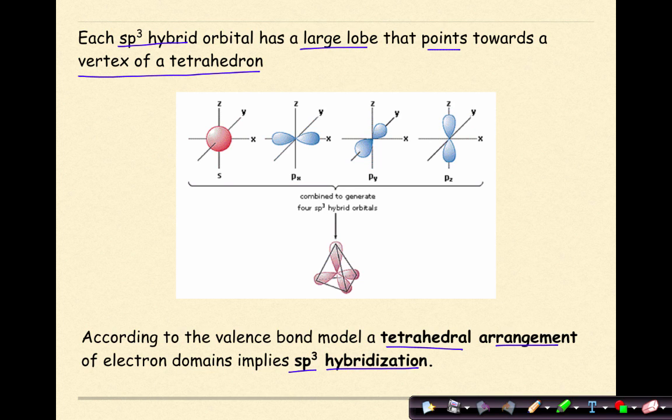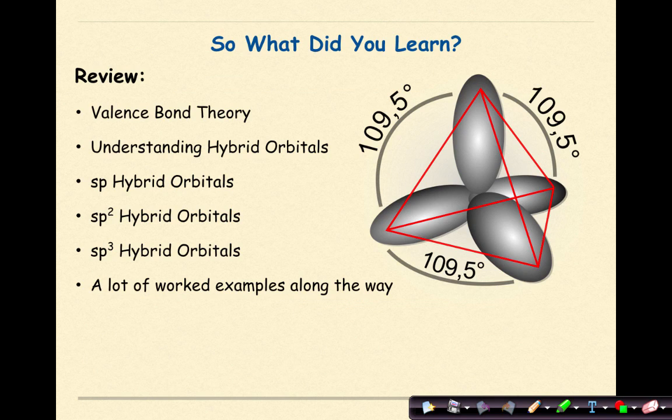So again, we can see the s and the 3p electrons merging together to make that sp3 hybridization as we see in the model here. So what did you learn? We talked about the valence bond theory. We introduced the concept of hybrid orbitals. We talked about sp hybrid orbitals, sp2 hybrid orbitals, sp3 hybrid orbitals, and did a lot of worked examples along the way.